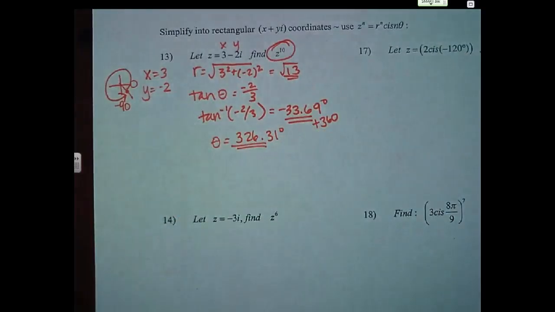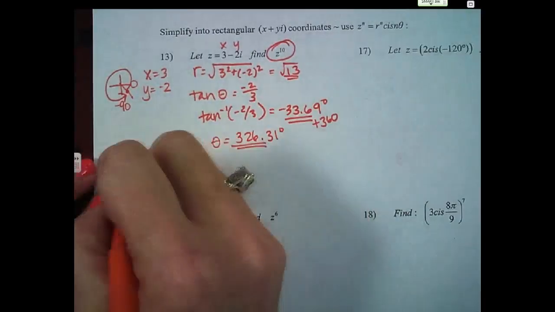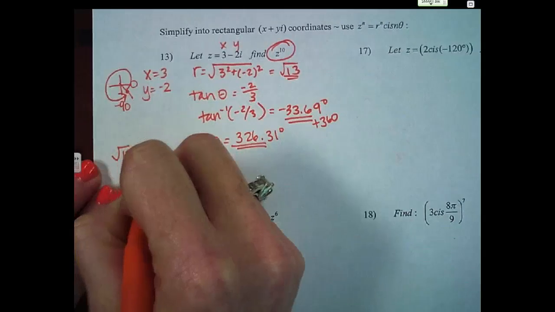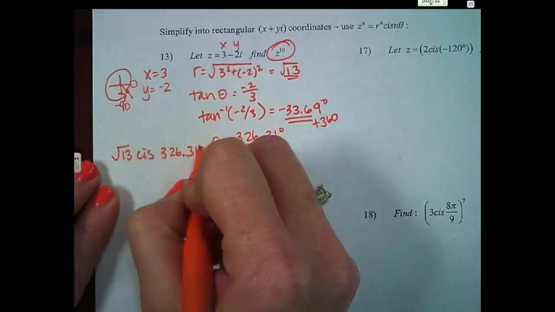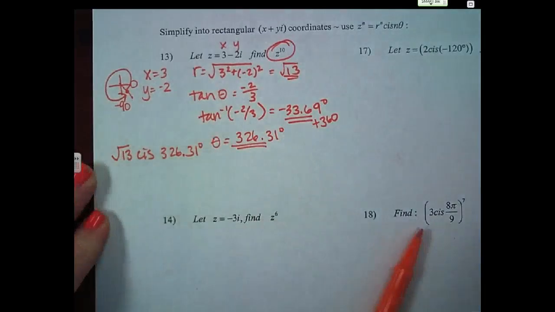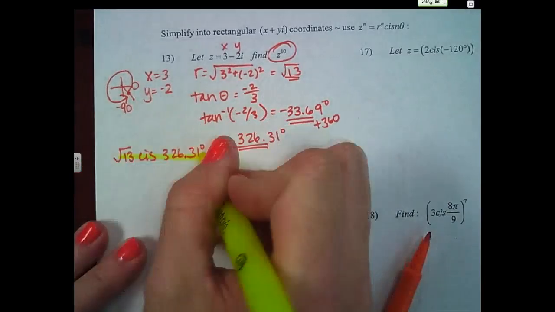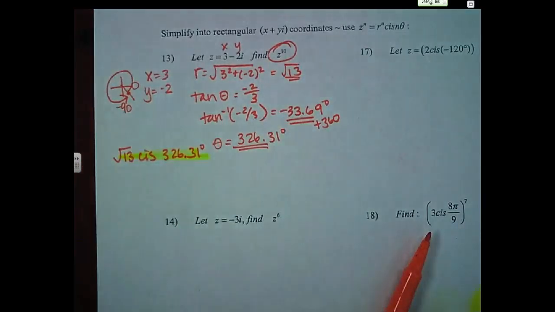Remember, your first goal is to get it into our CIS form. There it is. So it would be root 13 CIS 326.31 degrees. Okay, I'll highlight that part. You're not finished, but that's the first step.